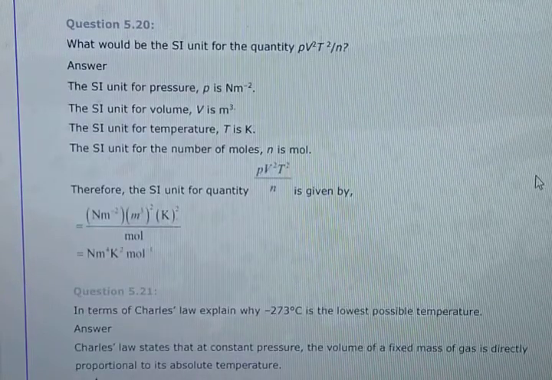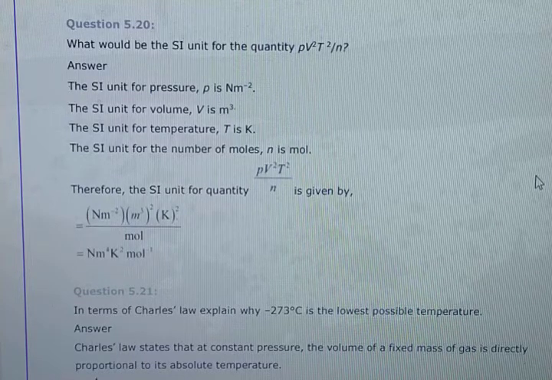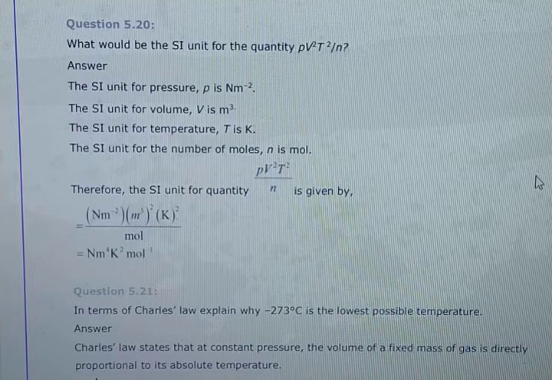Now we are moving towards question number 20. What would be the SI unit for the quantity PV²T²/n? SI unit for pressure is Newton per meter square. SI unit for volume is meter cube. SI unit for temperature is Kelvin. SI unit for number of moles n is mole.